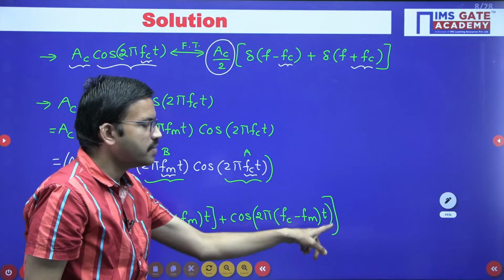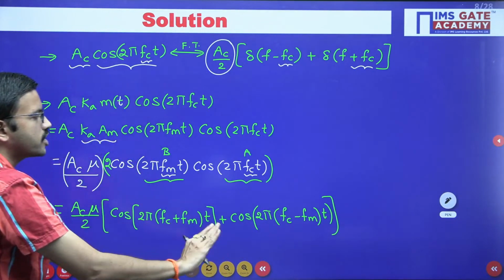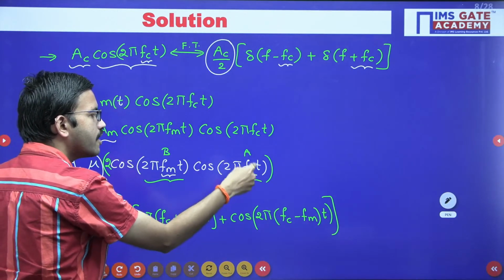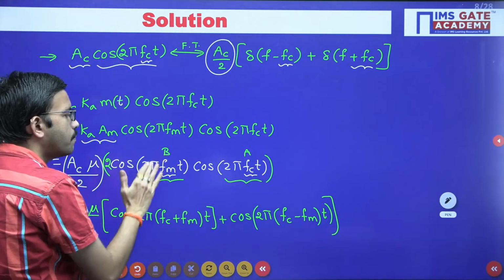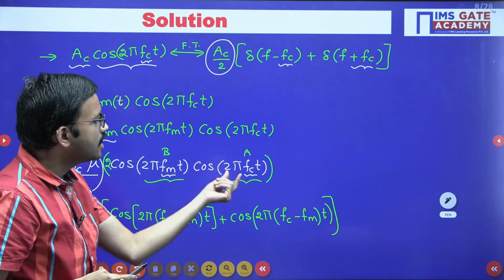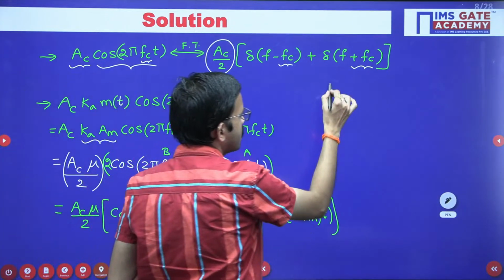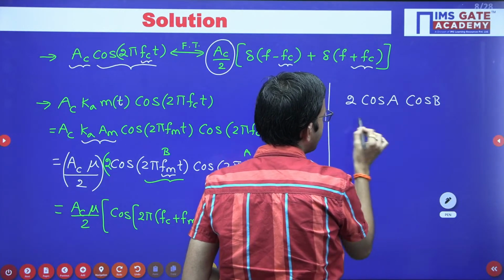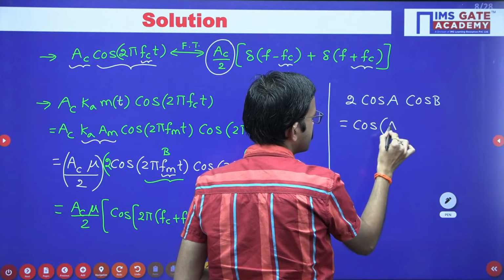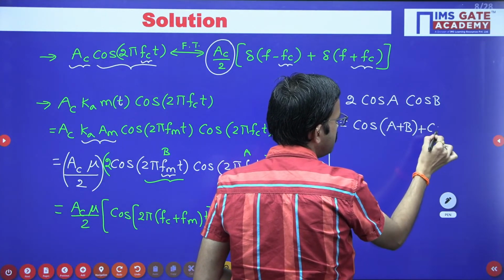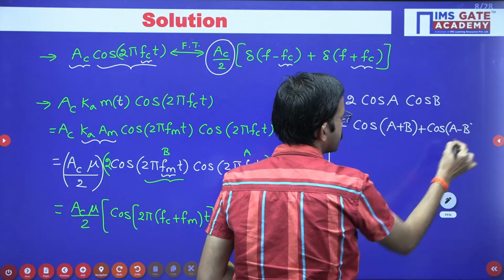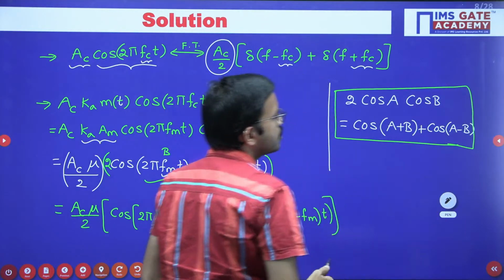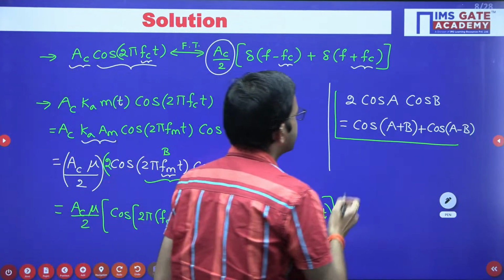Cos of minus theta is nothing but cos theta. It is an even function, right? So there is no issue at all whenever both are cos. But just to make the representation easy, because in general the carrier frequency is large compared to the message signal frequency, I have considered this term as A and this term as B. I hope all of you know this formula: 2 cos A cos B is nothing but cos sum plus cos difference.